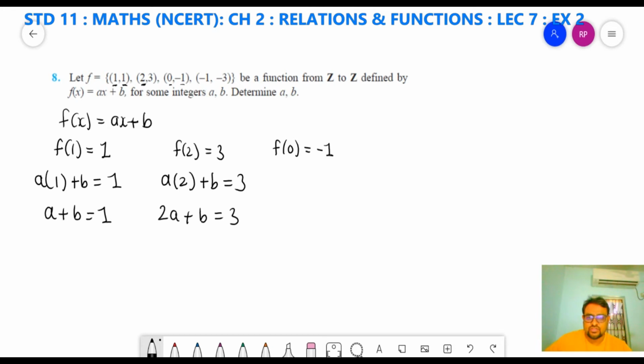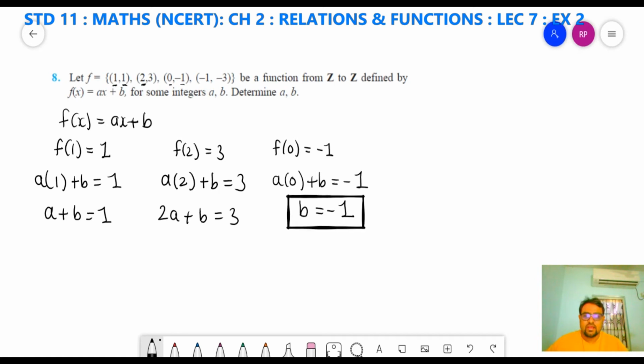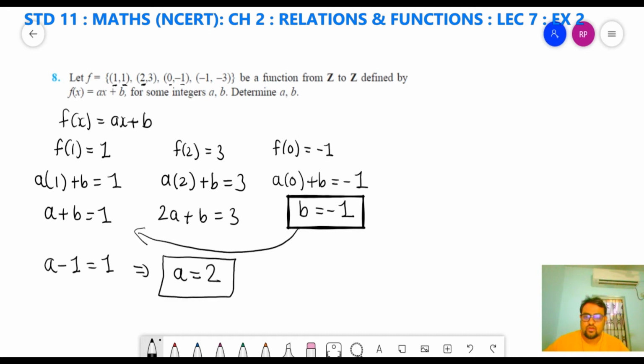But here it is f(0). This will be easier. a times 0 plus b equals minus 1. So a into 0 is 0, so b is equal to minus 1. I got the value of b. I will put this in this equation: a minus 1 equal to 1. That implies a is equal to 2. I also got the value of a. So the value of b equals minus 1 and the value of a is equal to 2.